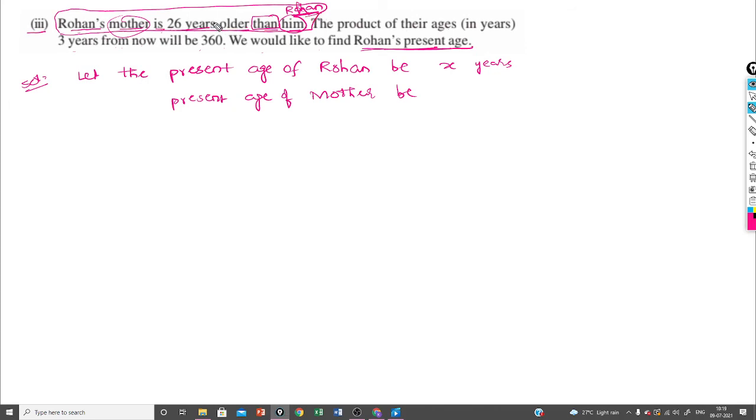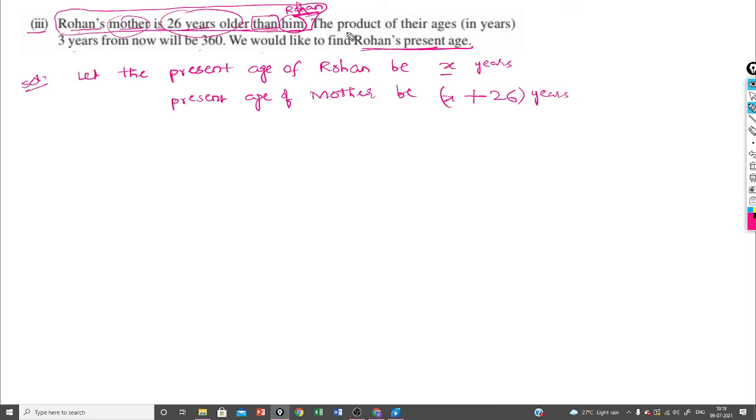Older means the mother is always older only. So how much older? 26 years. Rohan's present age is X. 26 years older means extra 26 years. If you add 26 years, then we will get the mother's present age. So it will be X plus 26 years.